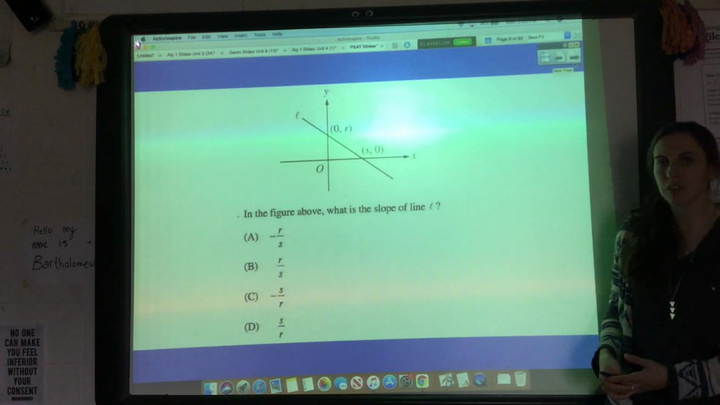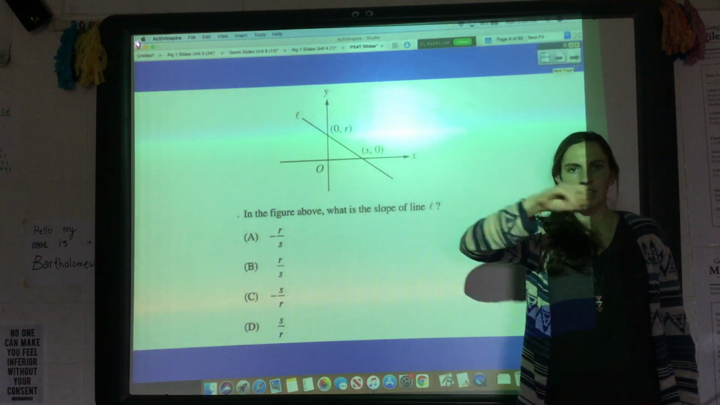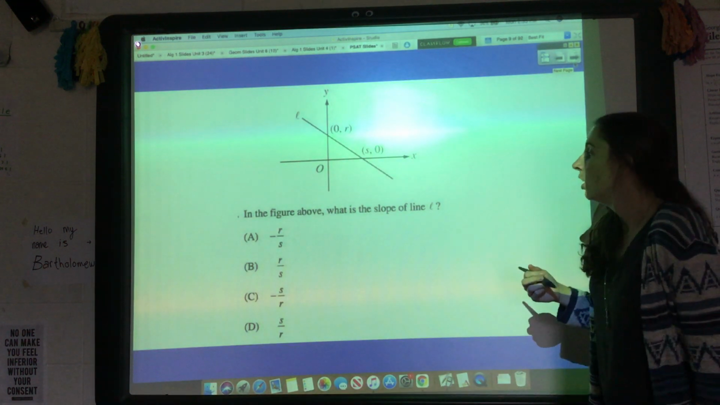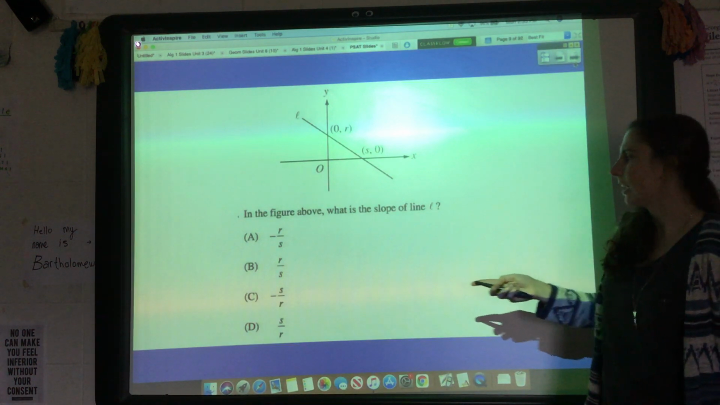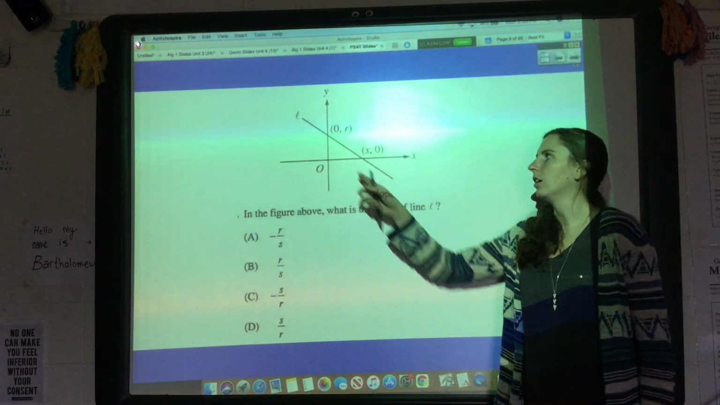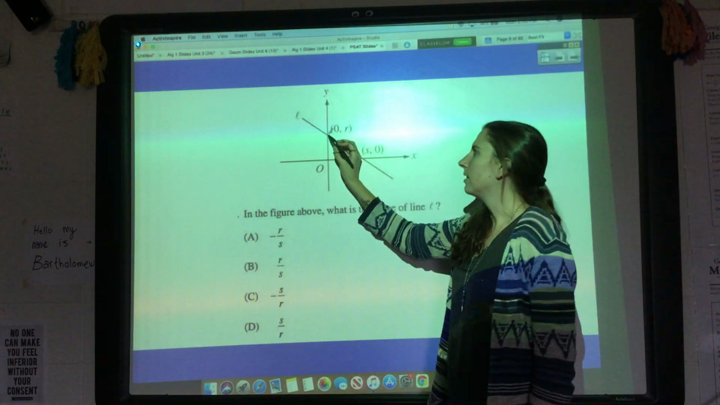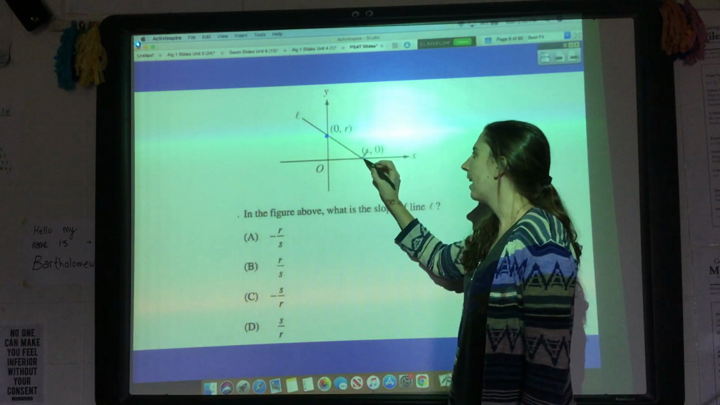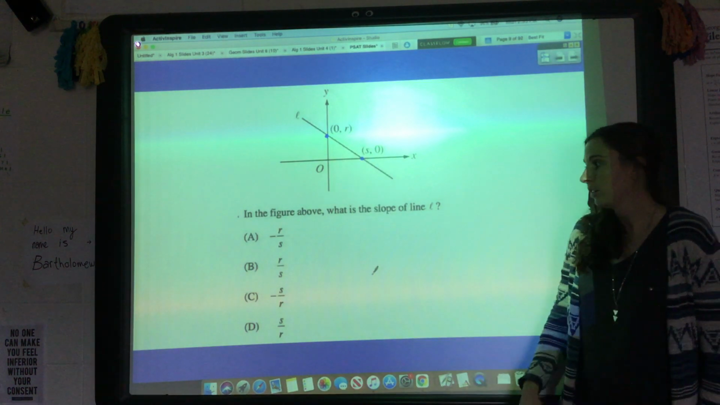All right, on a graph, you can kind of just count the rise over the run, the change in y versus the change in x. For example, this one is a little weird, but in this problem it asks, what is the slope of line L? And here's line L. And it goes through the points (0, r) and (s, 0). I don't know what r and s are. That's okay, I don't need to know.